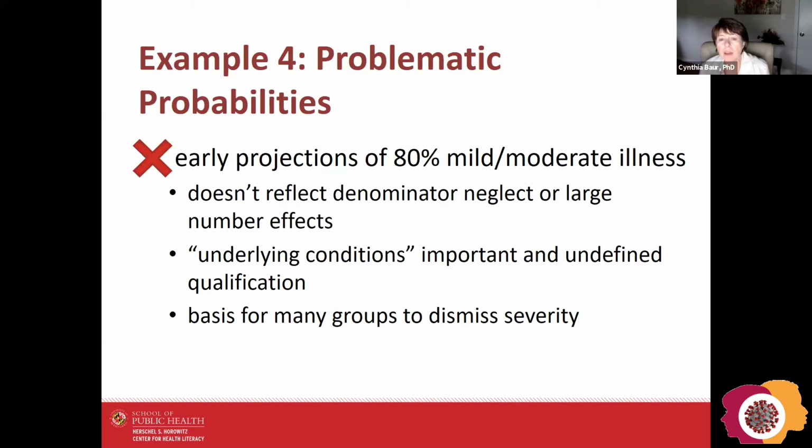So again, probabilities should be offering people concrete, factual information to help them make informed decisions about the nature of the risk. And what we've seen is that when we've used numbers so far in the COVID response, they've actually ended up being more confusing than helpful.